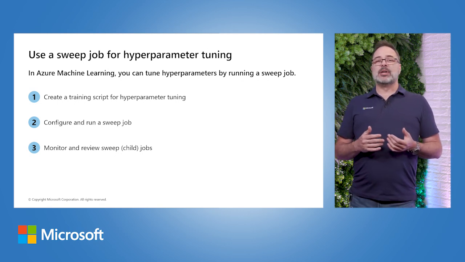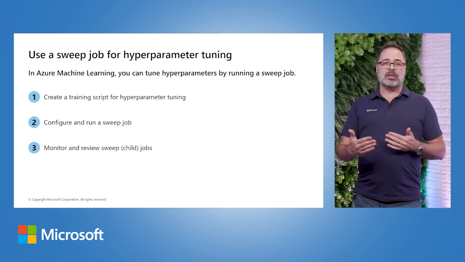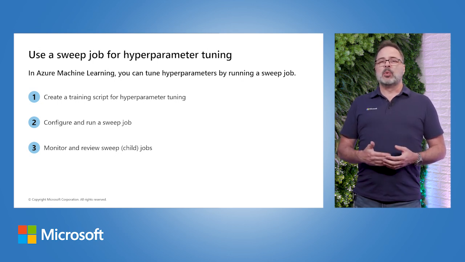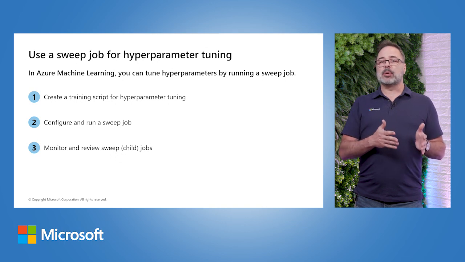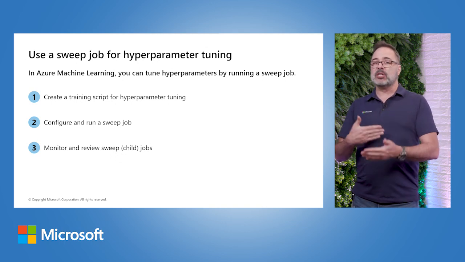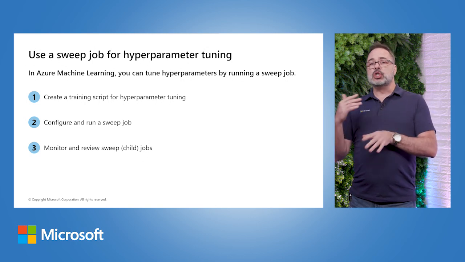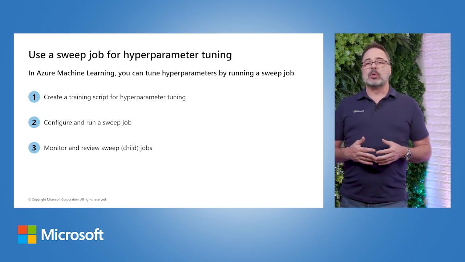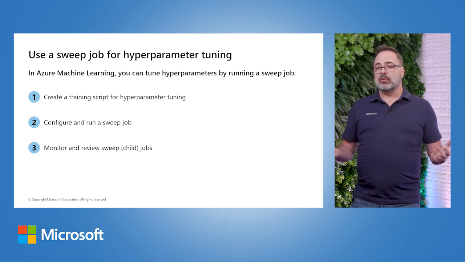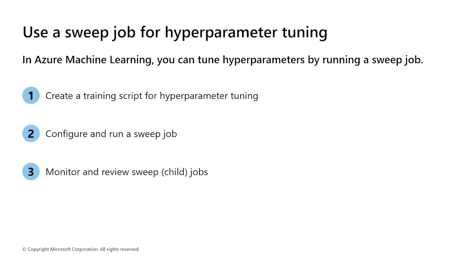We would start by including an argument for each hyperparameter that we want to vary within the training script. We would then configure and run the sweep job with each hyperparameter configured with the different values for that hyperparameter that we want to use to generate multiple models with our job. After we do that, we would run our sweep job and simply view the results. So let's take a closer look at how to define the values that we want to use to tune our hyperparameters.